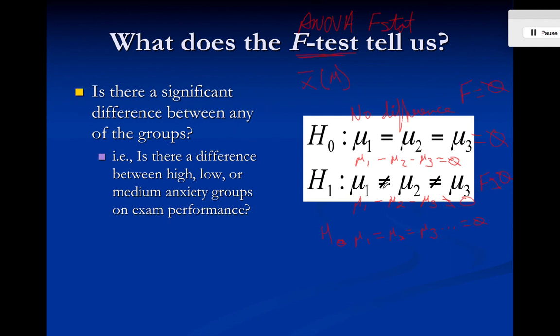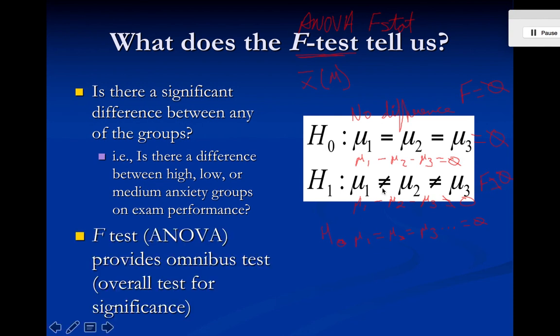So in this particular case, and this is a new term that I'm going to introduce, do not freak out on me, but this is a new term. The term that we use here is that the overall ANOVA test provides what's called an omnibus test. What is the term omnibus referring to? The term omnibus test refers to, are there differences between any of the groups?